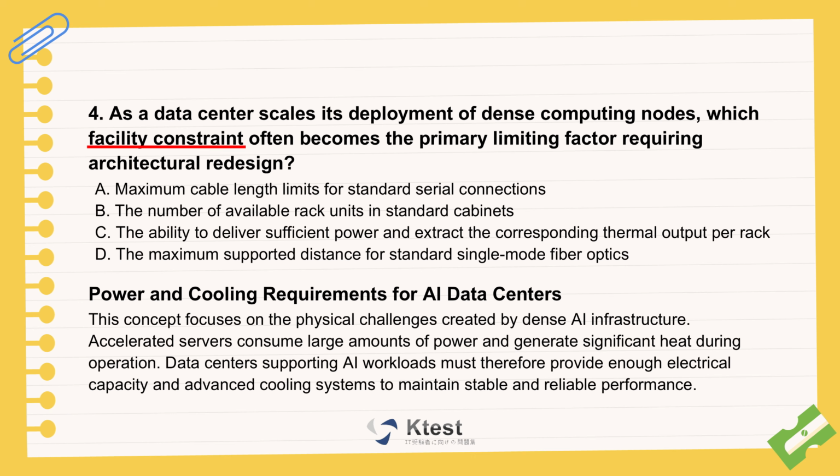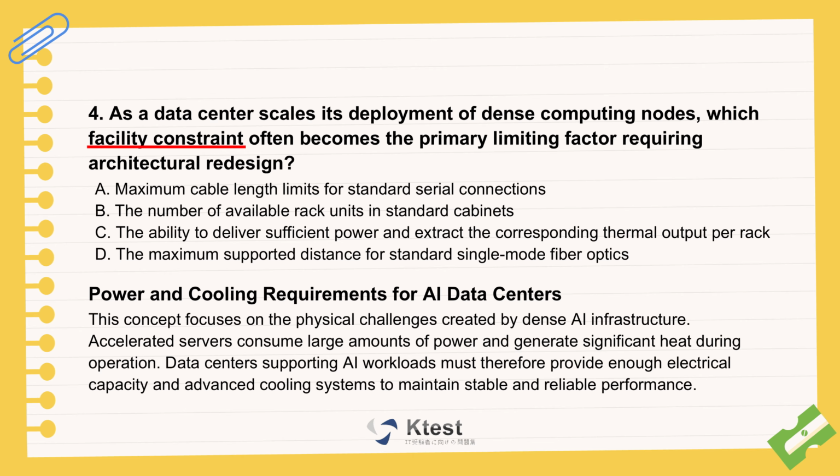Right. It's just wild to me that at this cutting-edge level of software intelligence, the primary roadblock is basic thermodynamics. It always comes back to thermodynamics. Always. Let's address the logistical options first. Option A, serial cable limits. Option B, physical rack unit availability. And option D, fiber optic distances. Those are all solvable logistical issues. Like you can just buy your way out of them.